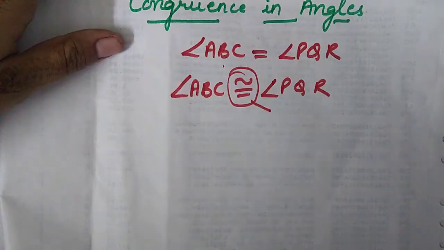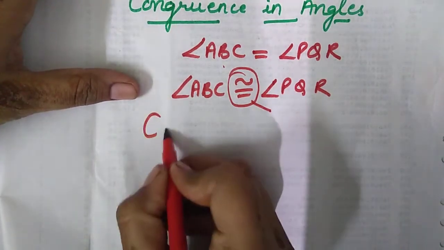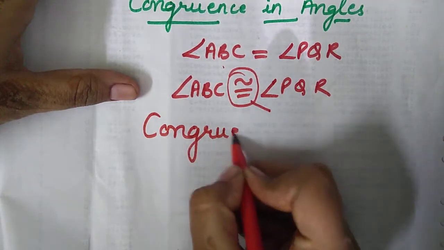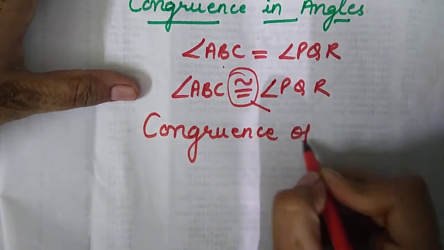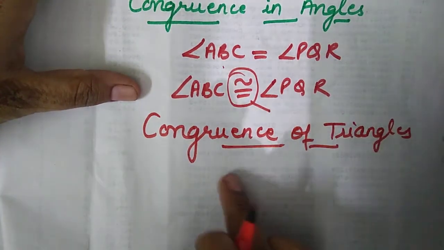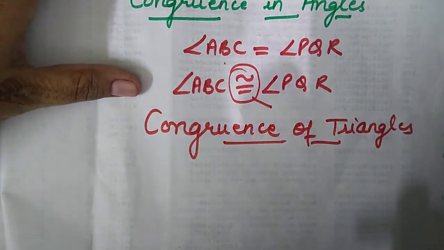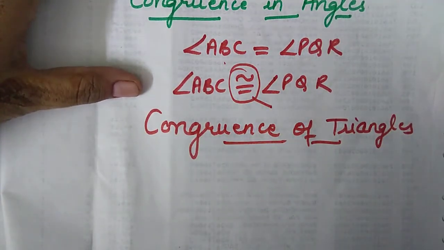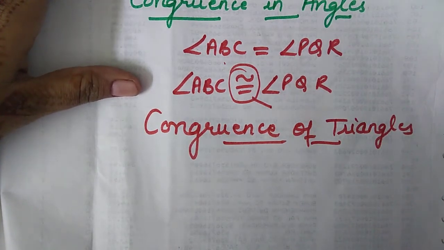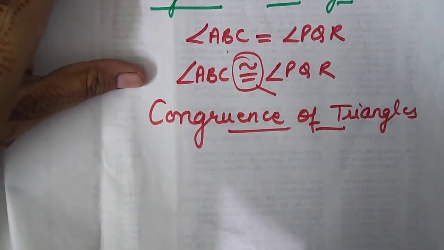After that we have learned congruence of triangles, and in this we have learned that two triangles are called congruent if and only if they have exactly the same shape and same size.